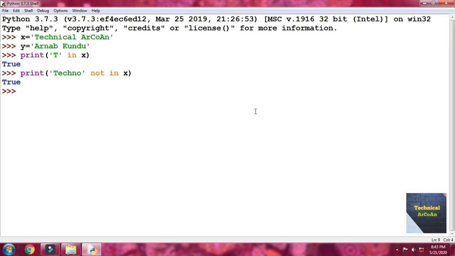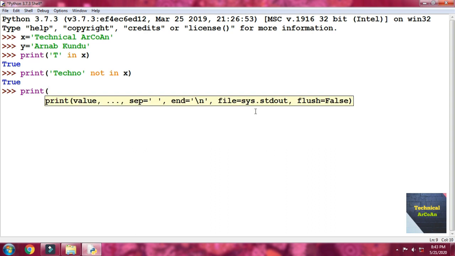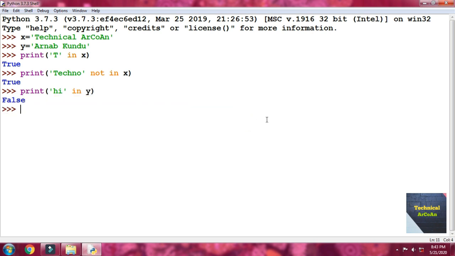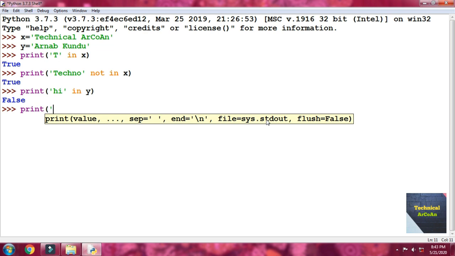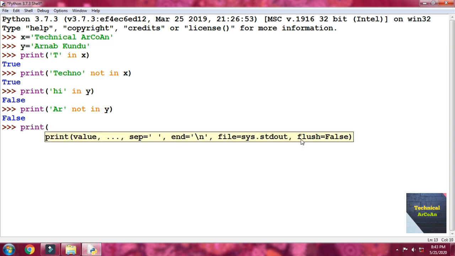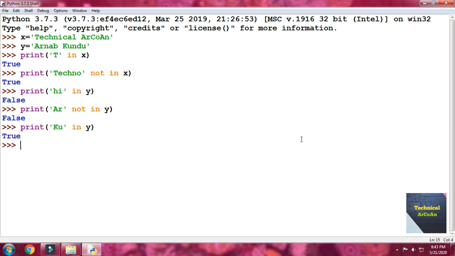Now if I write print and suppose I write hi and write in y, what happens? It's false. Why? Because the sequence hi is not present within this Arnab Kundu. And again if I write print and write AR, and write not in y, it also gives false, because AR is present within this Arnab. And if I write print and within single quotes KU and write in y, it gives true, because KU is present within the sequence.